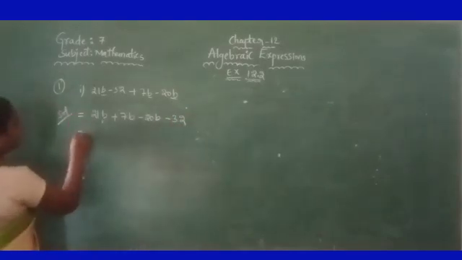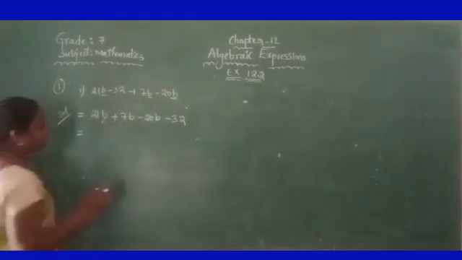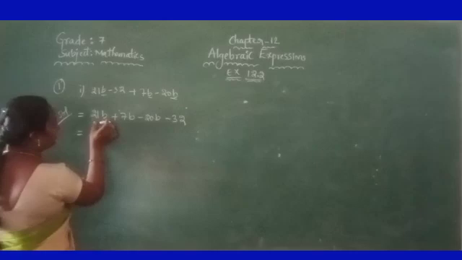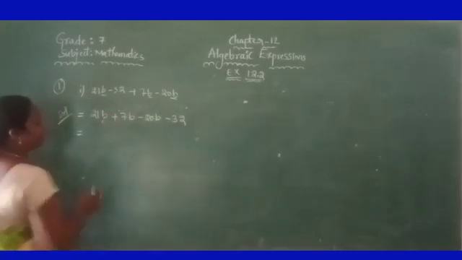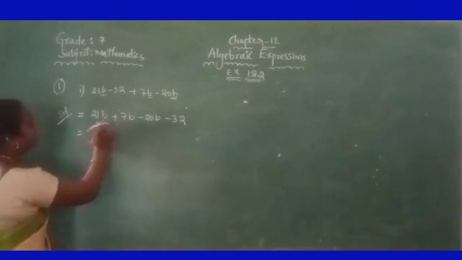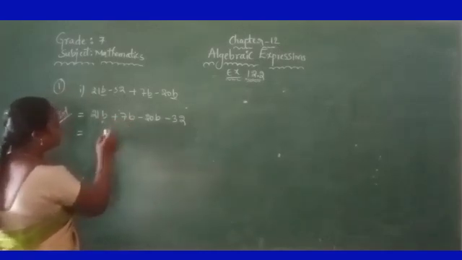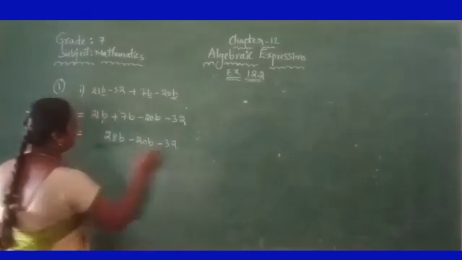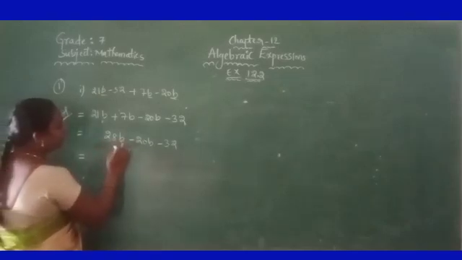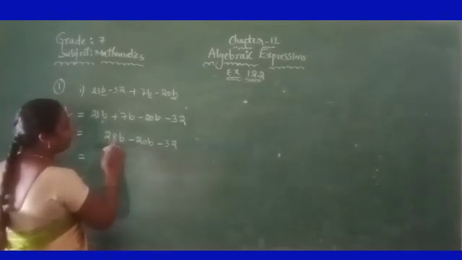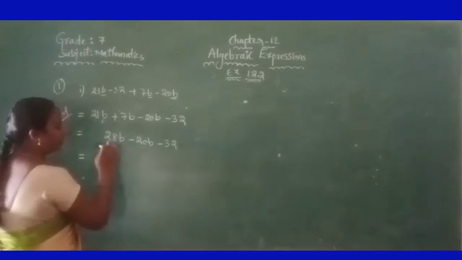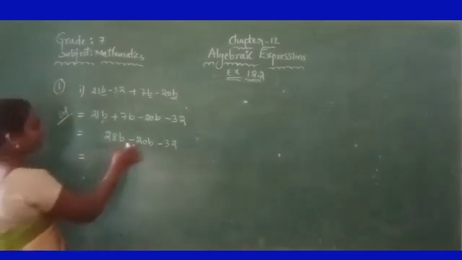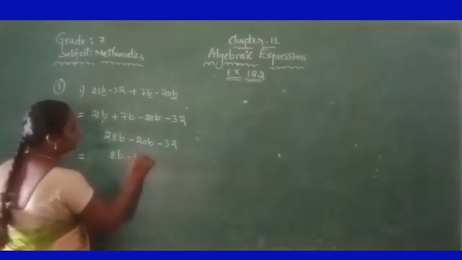Very good. Now, if the terms are like terms, is it possible to add? Yes. We can add all these like terms because all have the same algebraic factor. First add 21 plus 7, how much? 28. So 28b minus 20b minus 32. Which one is more? 28 is more, so subtract 20 from 28. You get 8b minus 32.